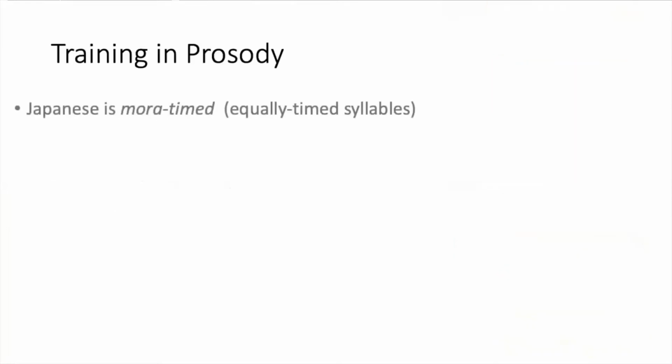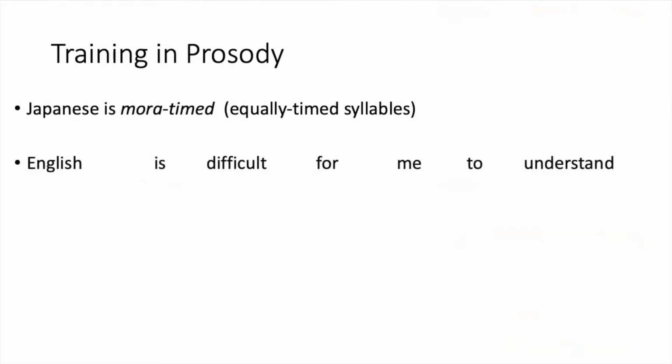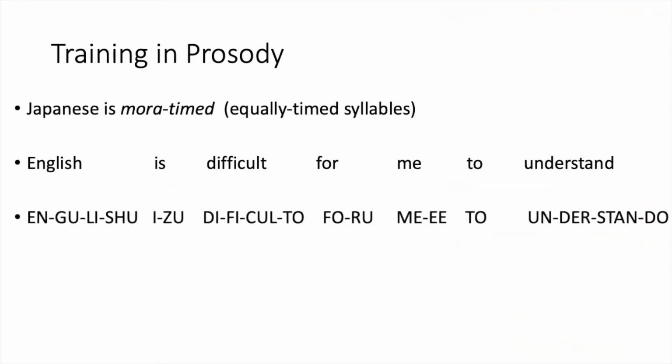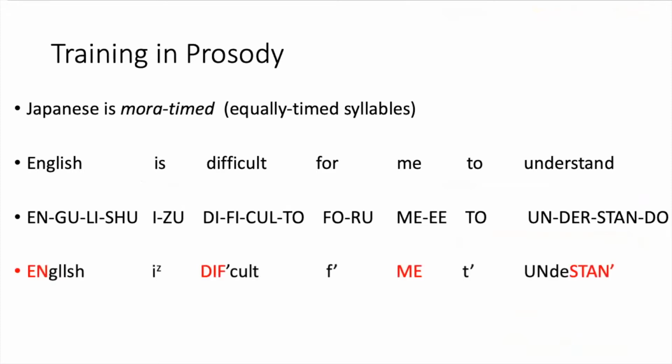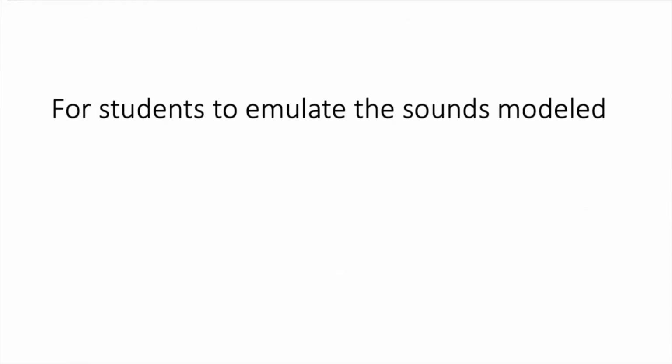Now, the training of prosody, well, what is it first? Well, if we look at Japanese mora-timed pronunciation, for example, this sentence: a rather low level student might pronounce it this way. English is difficult for me to understand. Okay, whereas a native may say it more like this: English is difficult for me to understand. And so that's where we're aiming for by the end of the year. Aiming for, but not saying it's impossible.